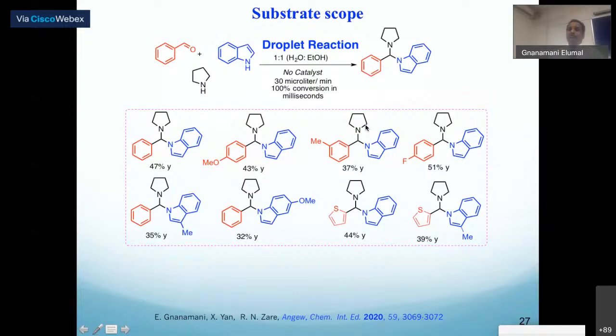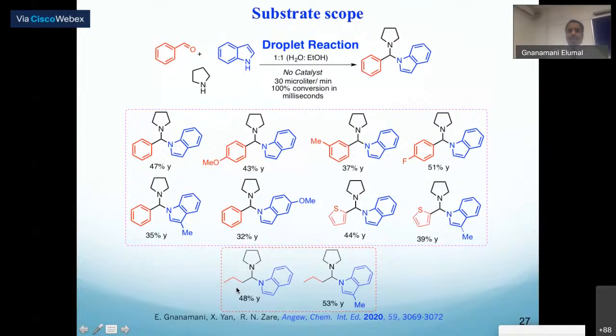Though we needed a larger quantity, so we ran it for a longer time. The reaction may be completed in microseconds, and we collected the product in a flask and then purified the compounds using column chromatography. The yields are moderate, due to the loss of compounds in the collection chamber. It may need some more optimization to get better results, or to trap the organic compounds. We have tried various types of aldehydes and indole derivatives. Aliphatic aldehydes also give moderate yield.